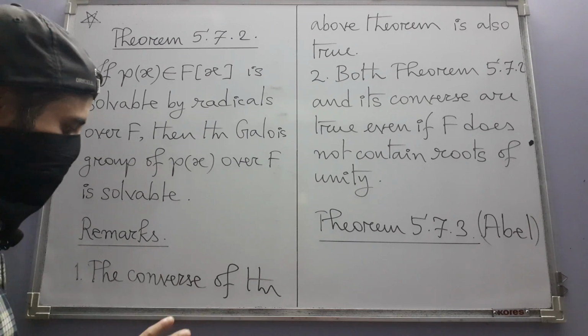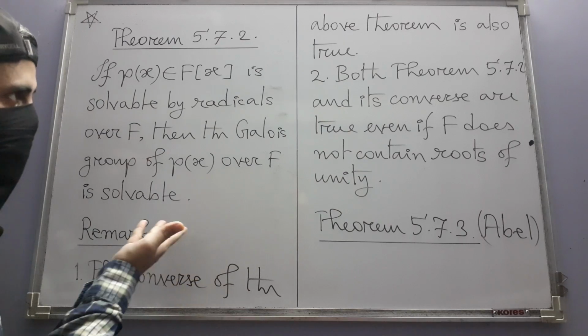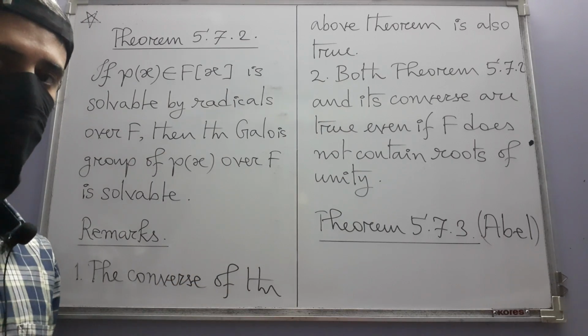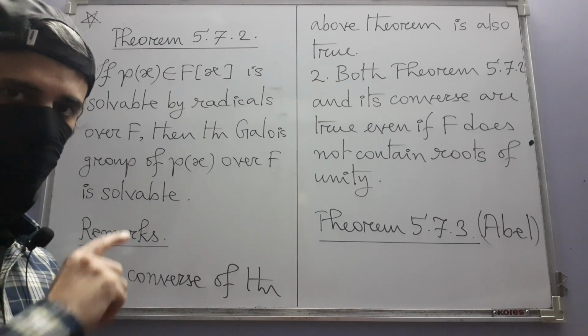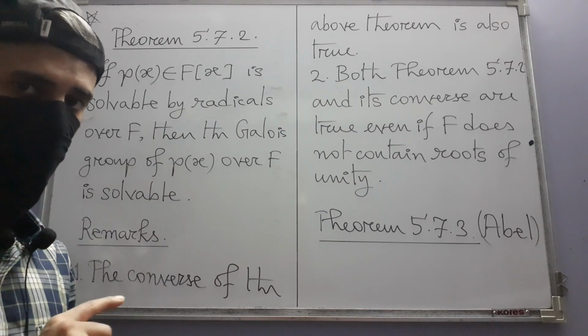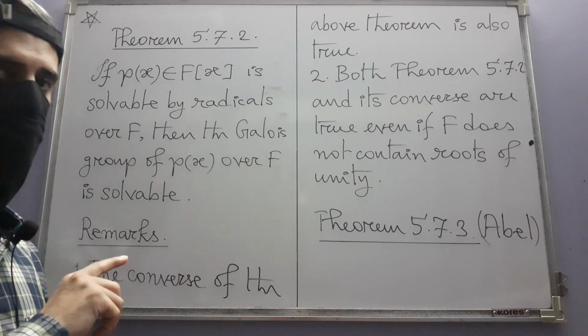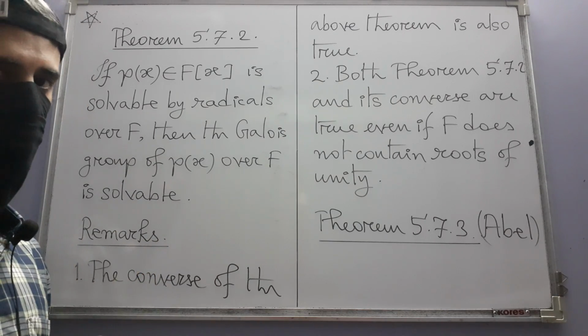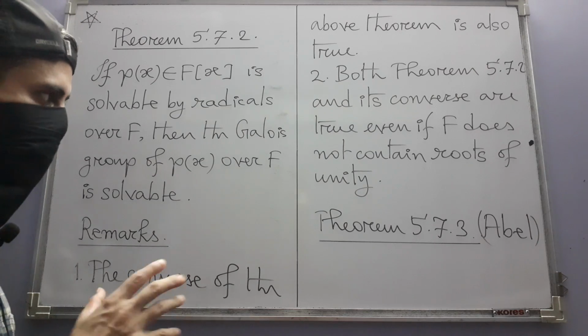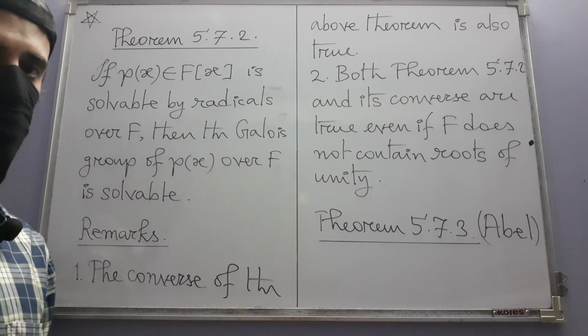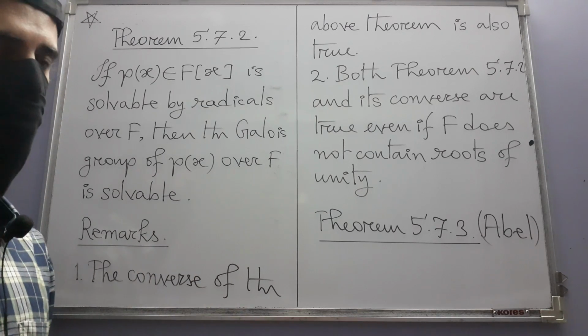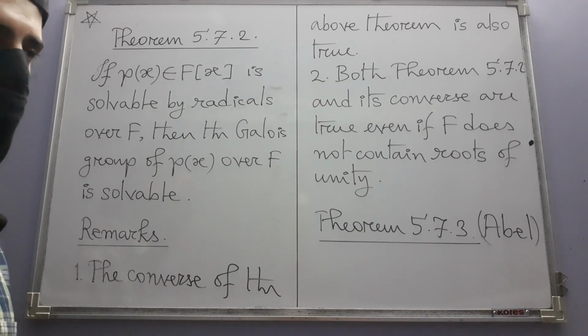The first remark is that the converse of this theorem is also true. In other words, if the Galois group of p(x) over f is a solvable group, then p(x) is also solvable by radicals over f. We are, however, not going to establish this fact. It's merely a remark that we have to take for granted.